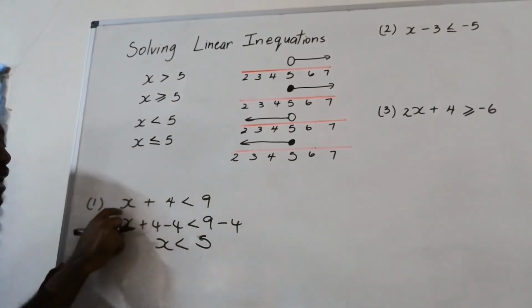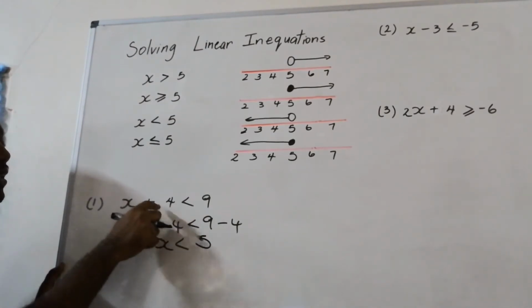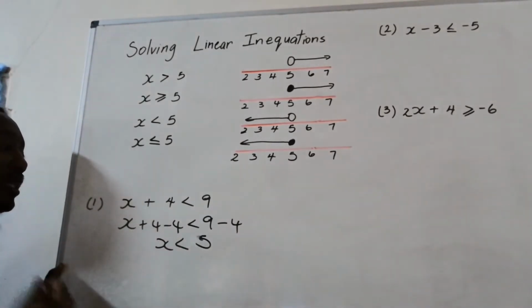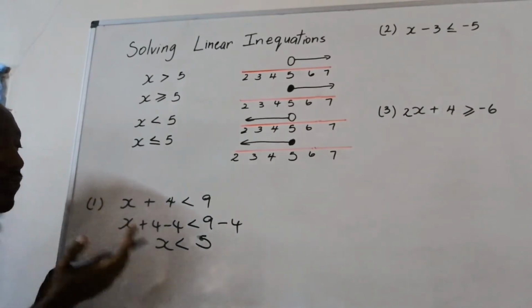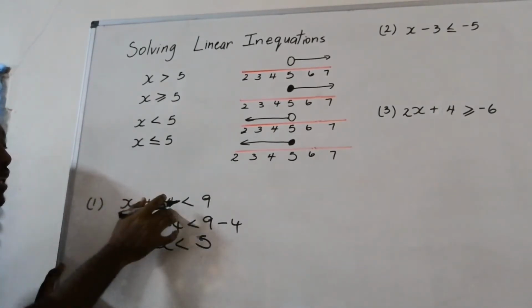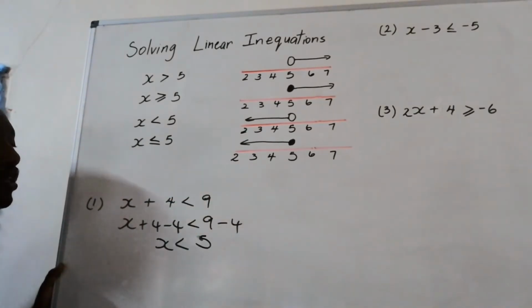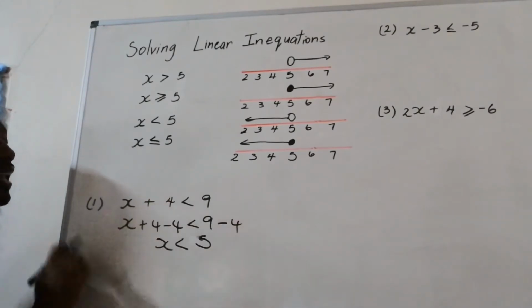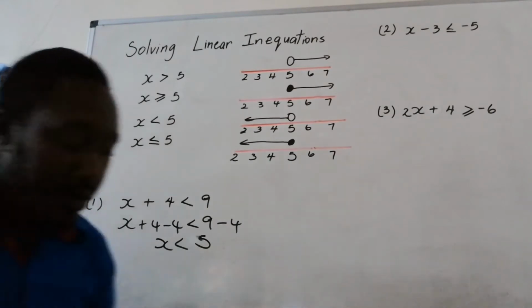So if we put 5 here, 5 plus 4 will be 9. 9 is not less than 9. 9 is equal to 9. So that will not satisfy the equation. But if we use, let's say 4, 4 plus 4 is 8, and 8 is less than 9. If we use 3, 3 plus 4 is 7, and 7 is less than 9. All right? Now, let's do another example here.